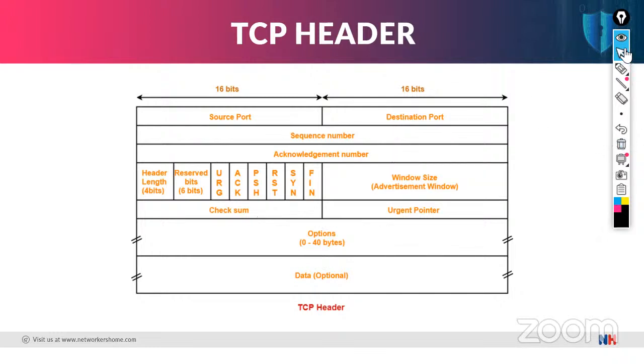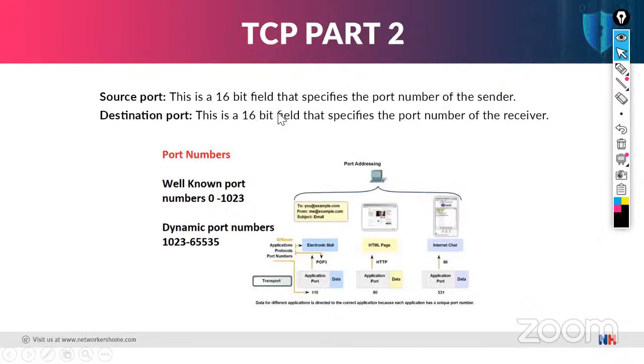What is source port and what is destination port? Why does this field contain 16 bits? Mainly you need to think about the total number of ports, guys. There are overall 65535 ports, that means 2 raised to the power 16. The source port is a 16-bit field that specifies the port number of the sender. Destination port is a 16-bit field that specifies the port number of the receiver.